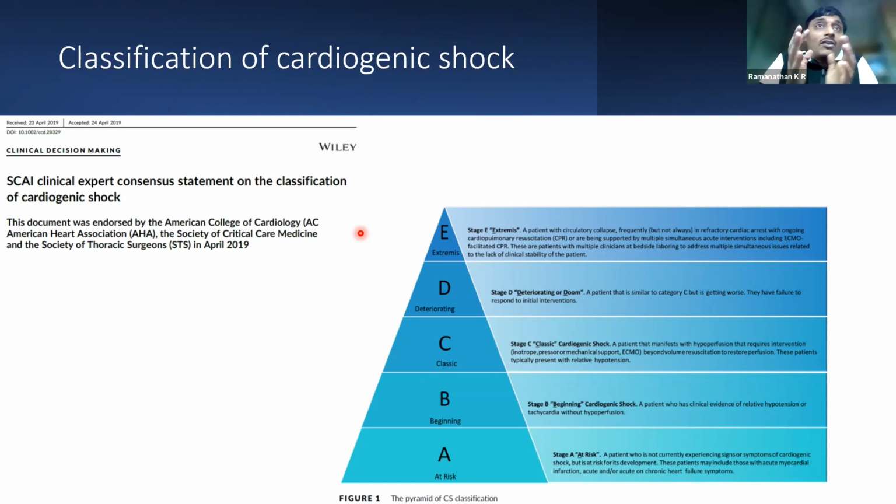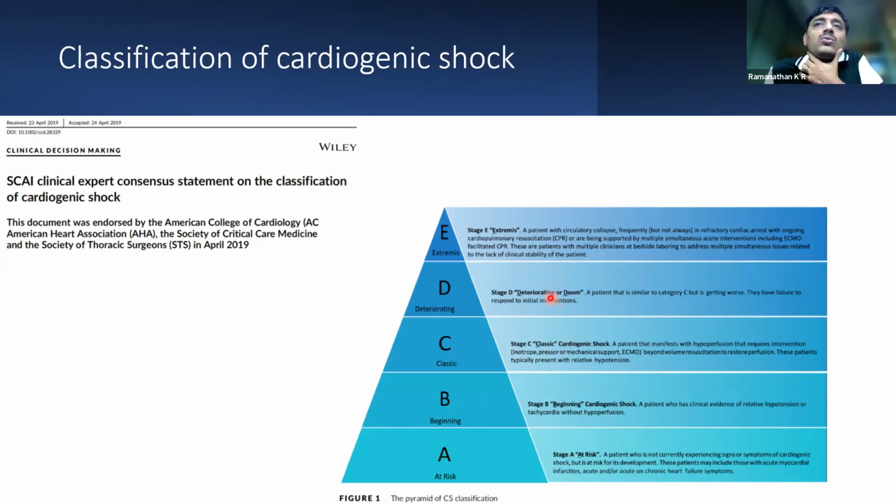So apart from the basic things that we do, what else do we need to do in such a scenario? We need to stratify cardiogenic shock. And that's where the SCAI definition, or the consensus statement on the classification of cardiogenic shock, is very helpful. Essentially, it's a very nice bedside tool to know about, where they talk about 5 stratifications of cardiogenic shock, which starts with a patient who is at risk, who has a beginning of cardiogenic shock, who has classic cardiogenic shock, who is in doom, or rather who is deteriorating.